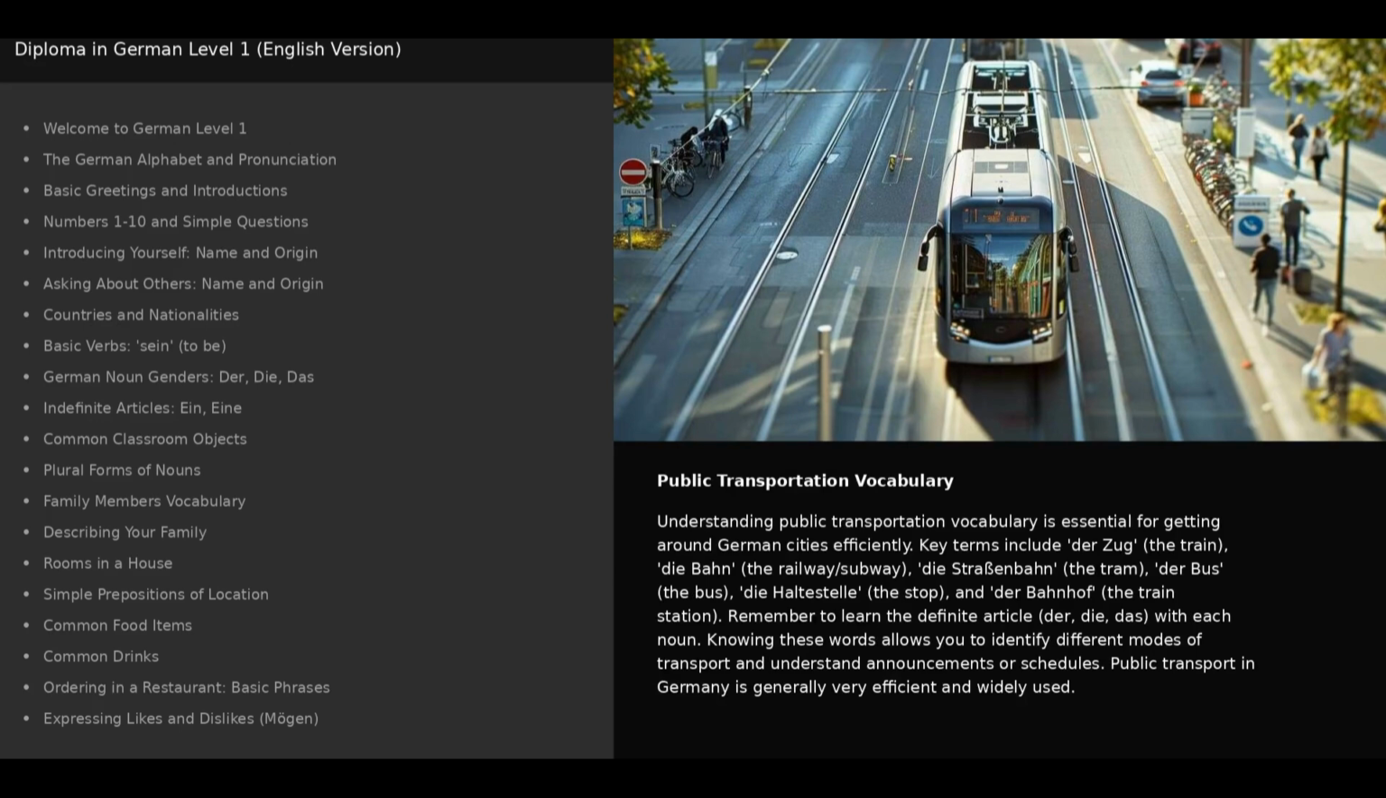Public transportation vocabulary. Understanding public transportation vocabulary is essential for getting around German cities efficiently. Key terms include der Zug, the train, die Bahn, the railway or subway, die Straßenbahn, the tram, der Bus, the bus, die Haltestelle, the stop, and der Bahnhof, the train station. Remember to learn the definite article, der, die, das, with each noun. Knowing these words allows you to identify different modes of transport and understand announcements or schedules. Public transport in Germany is generally very efficient and widely used.